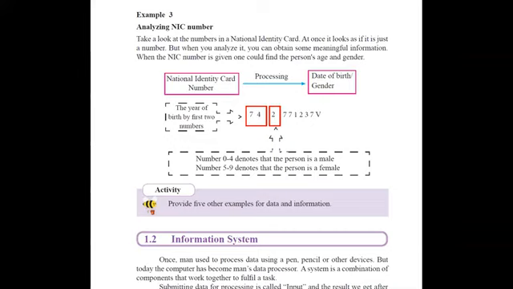So that's why data should be converted into information, because data is having a less value, information is having a higher value.